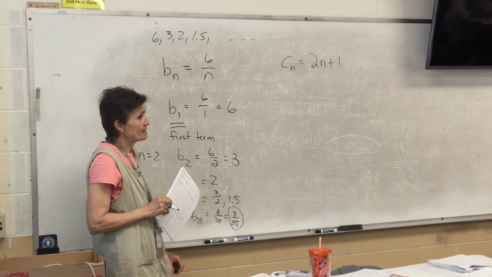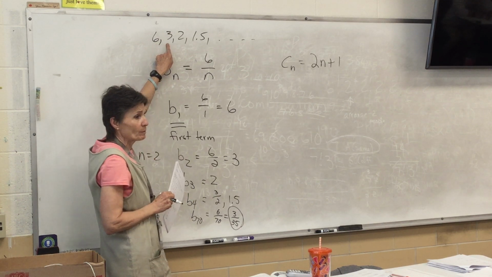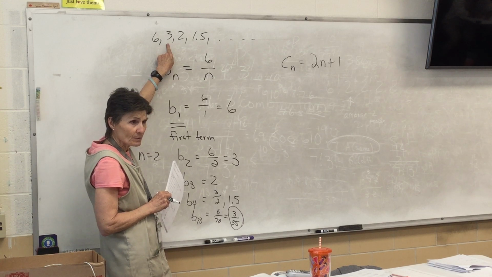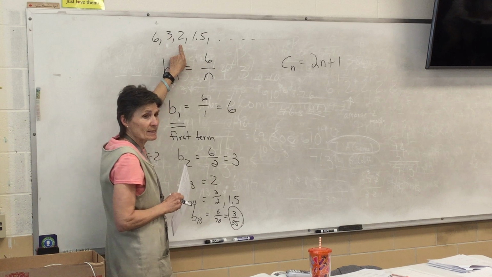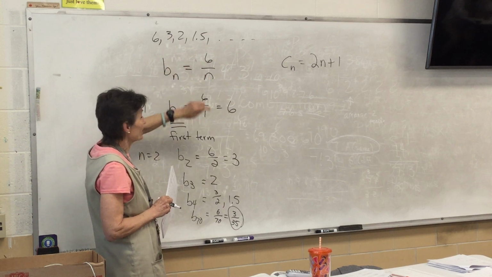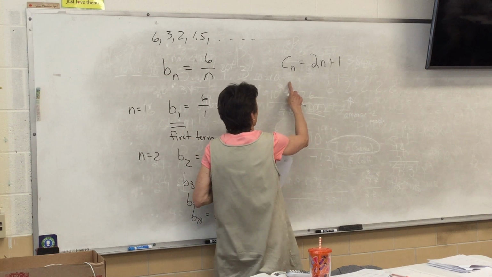I think this is a neither. Because to get from here to here, we would multiply by a half. But we don't multiply by a half to get here. So it's not geometric or arithmetic. It's just a random set of numbers. This one I think is going to be special, though.